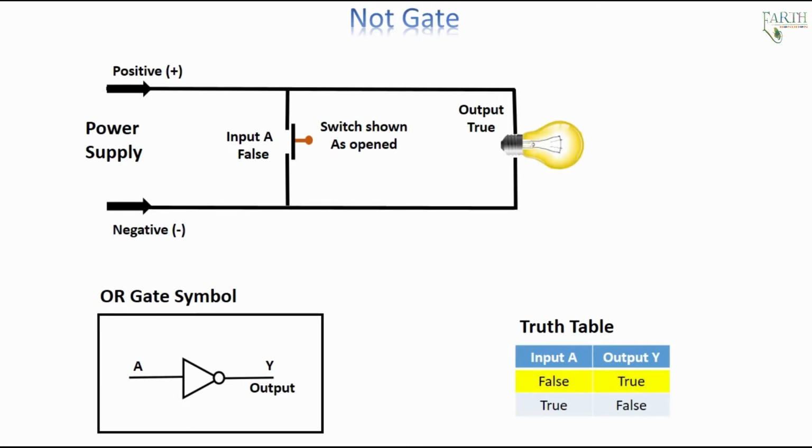Input A switch shown as open, output Y as true or light on. Input A switch shown as closed, output Y as false or light off.